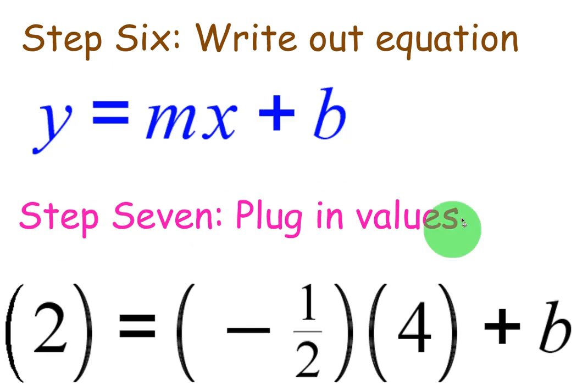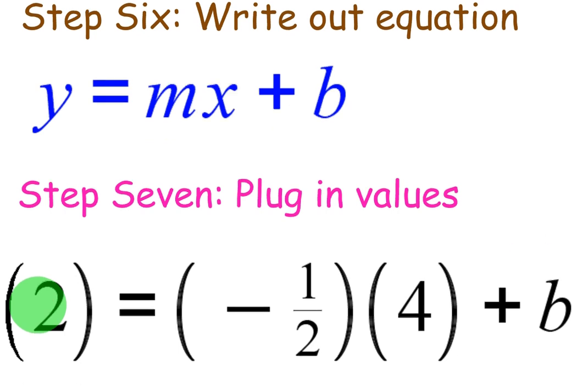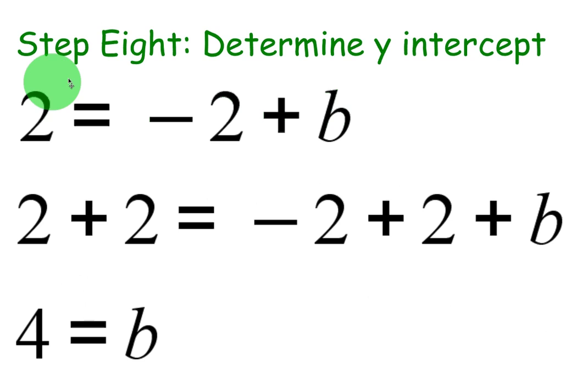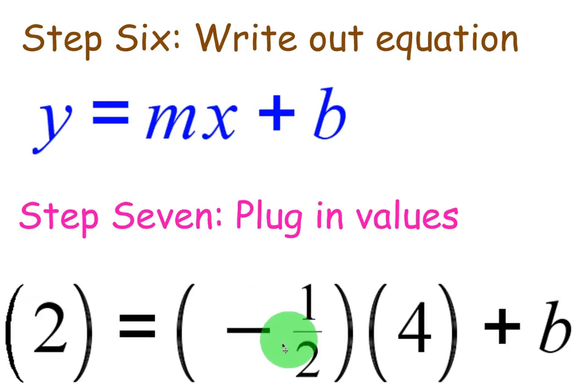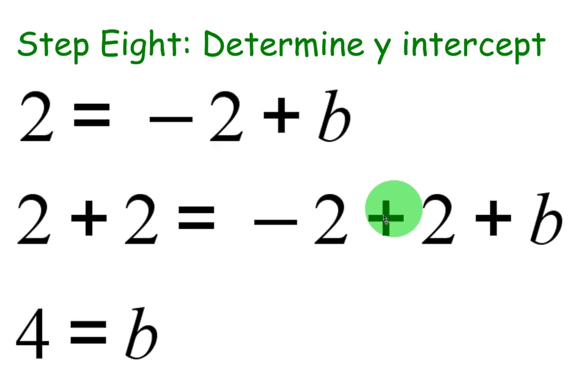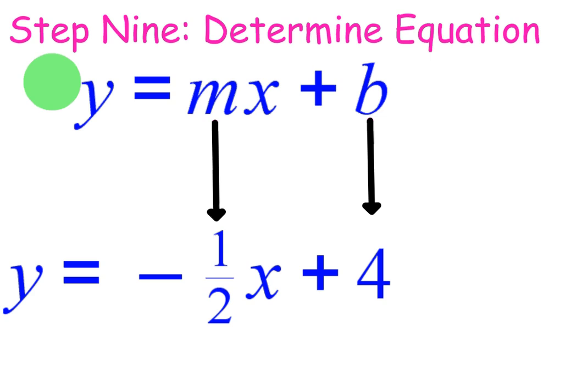All right, so step 6 is to write out the equation for a line, y equals mx plus b. Step 7, plug in your values. We just found the slope, and we have a point. The point is at 4 comma 2. So 4 for x, 2 for y. Now we're going to solve for b. So for step 8, determine the y-intercept, which is b. So negative 1/2 times 4 is negative 2. And then add 2 to both sides. 4 is equal to b. You know what to do from here.